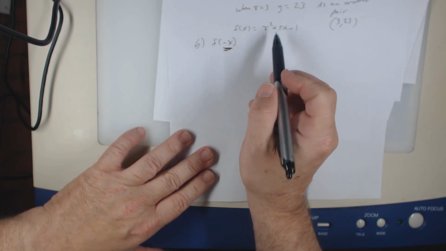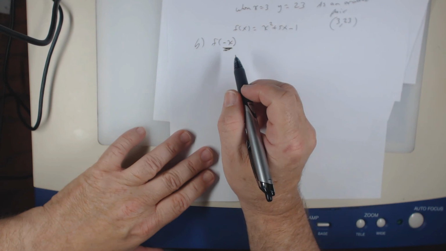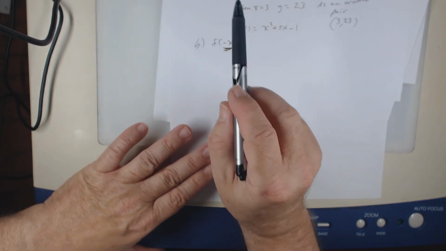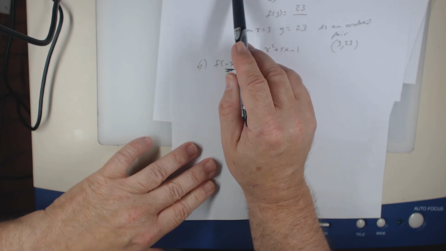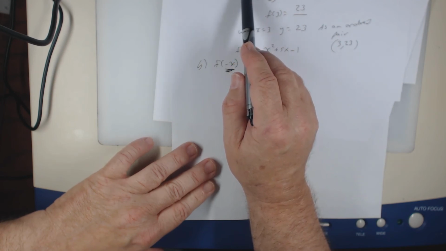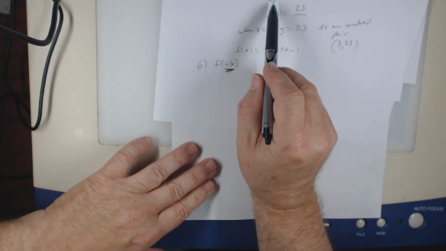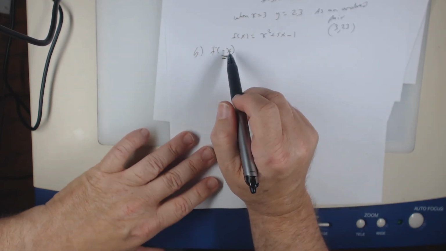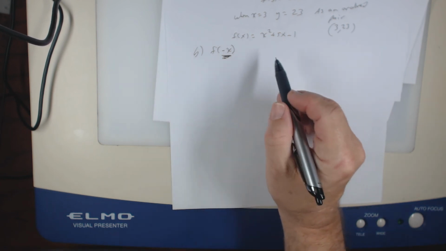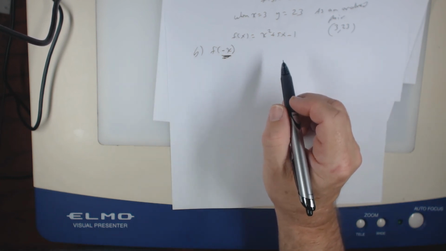I know this is f of x. I'm interested in f of negative x. Now, let me mention this as well. When I evaluated this function at a real number, I ended up with a real number. Is that a real number? No, that's a variable expression. So your answer is going to be a variable expression. So look what it's going to look like.